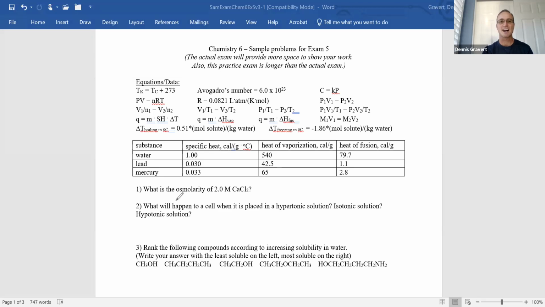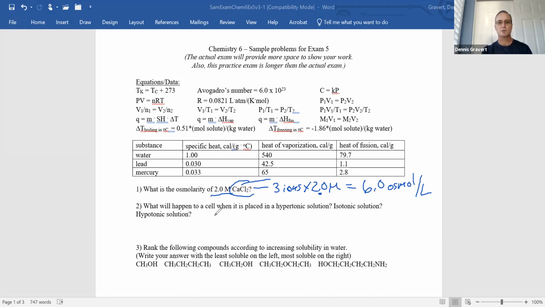So that's the deal. Osmolarity means break up your compound into ions. So there's 1 calcium and 2 chlorines for a total of 3 ions, 3 particles. And we multiply it times the molarity, 2.0 molar. And then that's 6.0 osmoles per liter. And we're done. Quick problem.